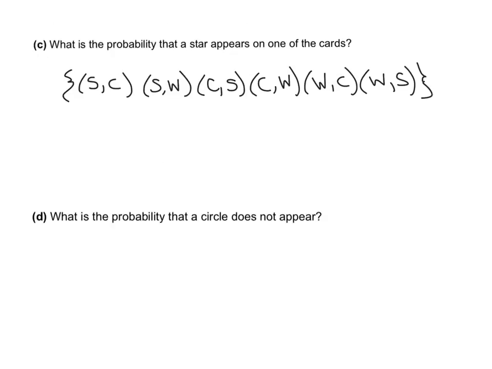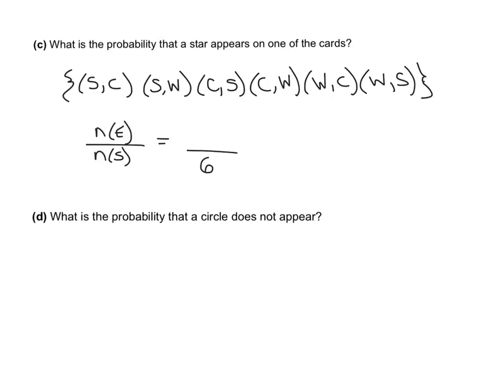Part C. What is the probability that a star appears on one of the cards? I just wrote my entire sample space again, and those are the 6 pairs that we listed in Part A of the problem. Now, I want to know the probability that a star appears on one of the cards. Probability is represented by NE over NS. That means it's the number of times an event occurs over all total possible outcomes. So NS is the number of outcomes in my sample space, and we said that this was 6. That was our answer to part A.